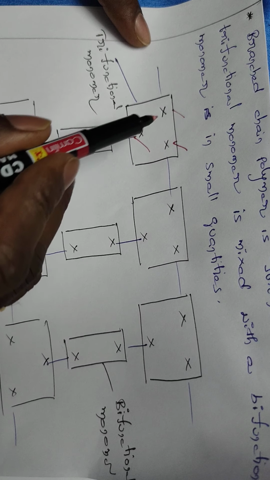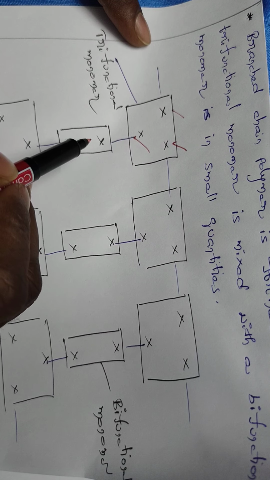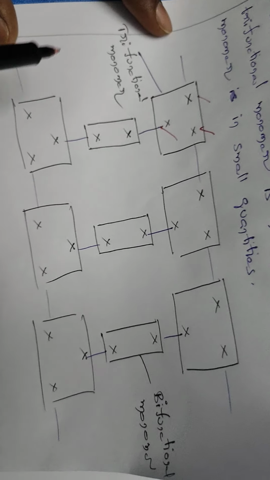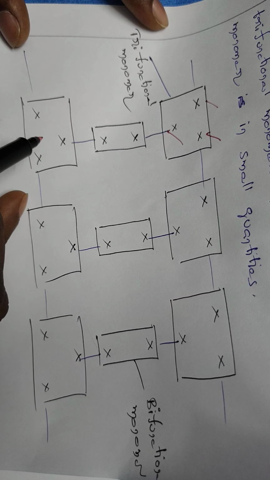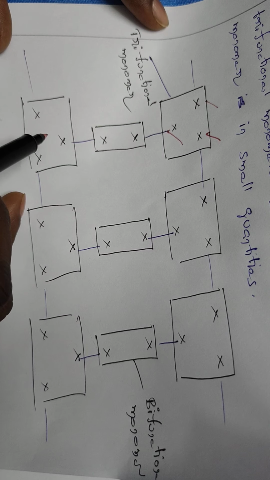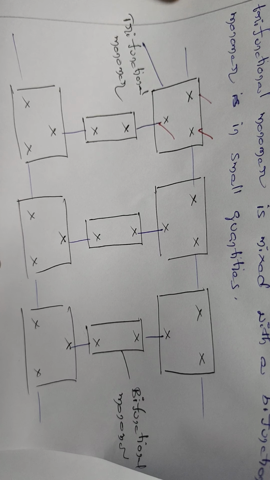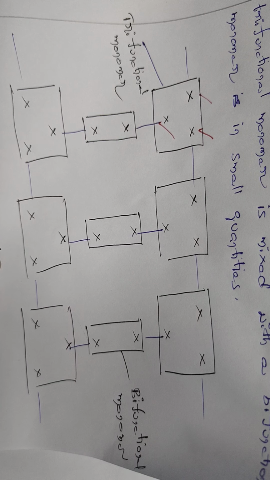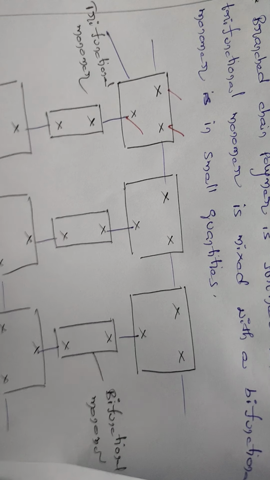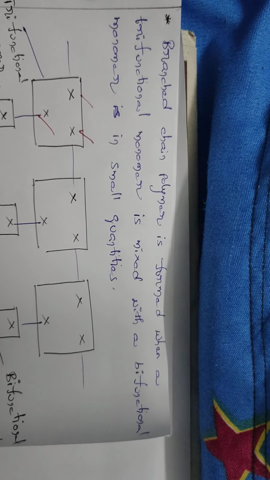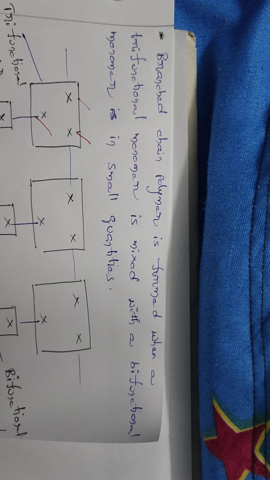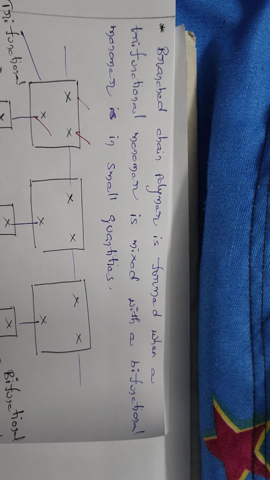So a trifunctional monomer is linked with a bifunctional monomer, and then a bifunctional monomer is attached with a trifunctional monomer. When this happens, a branched chain polymer is formed. So how is a branched chain polymer formed? A trifunctional monomer is mixed with a bifunctional monomer and vice versa.